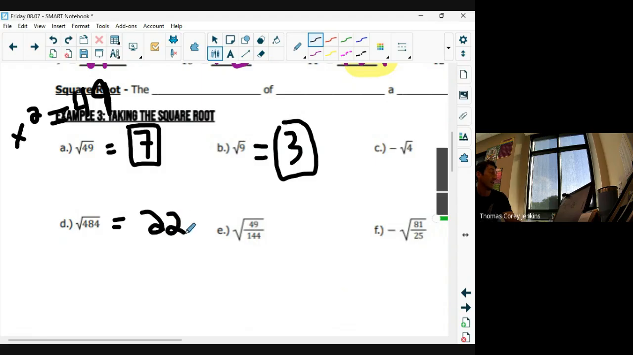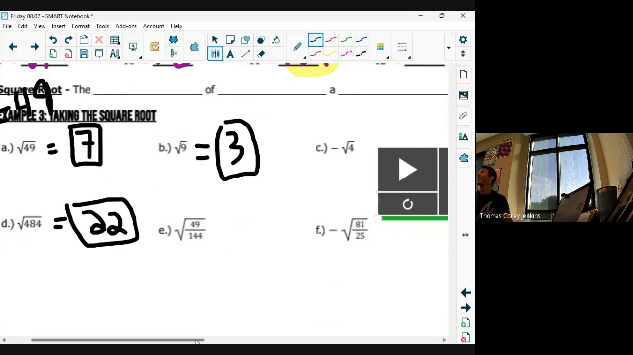Just like Taylor Swift, the square root of 484 is feeling 22, right? You guys are a tough crowd. Either that or I'm a bad comic, one of the two.